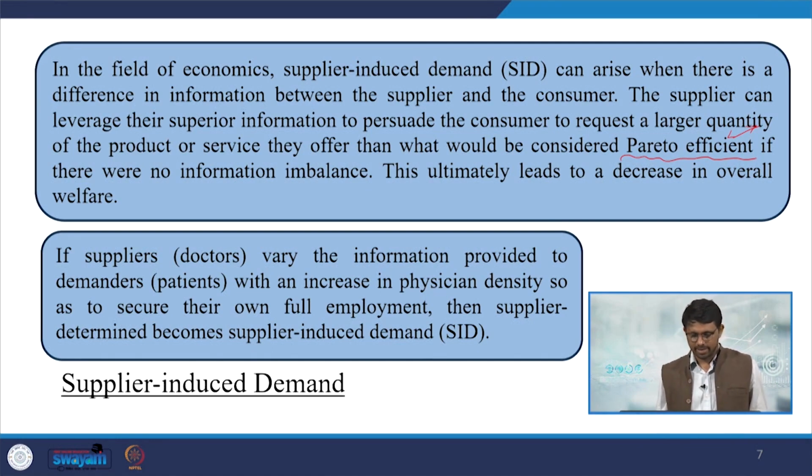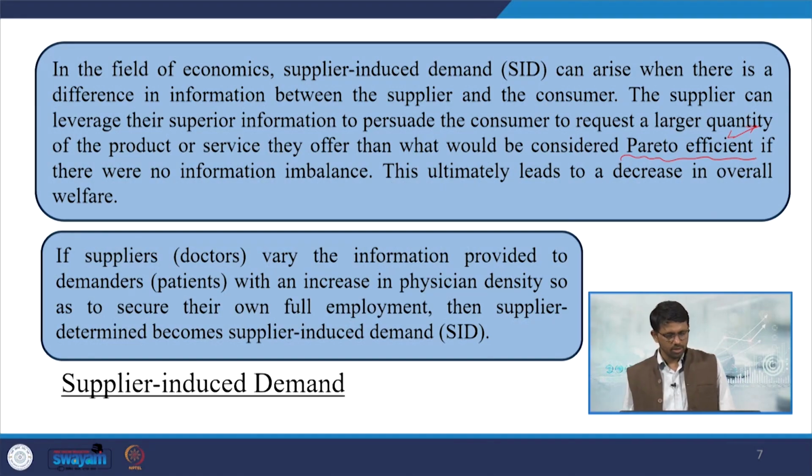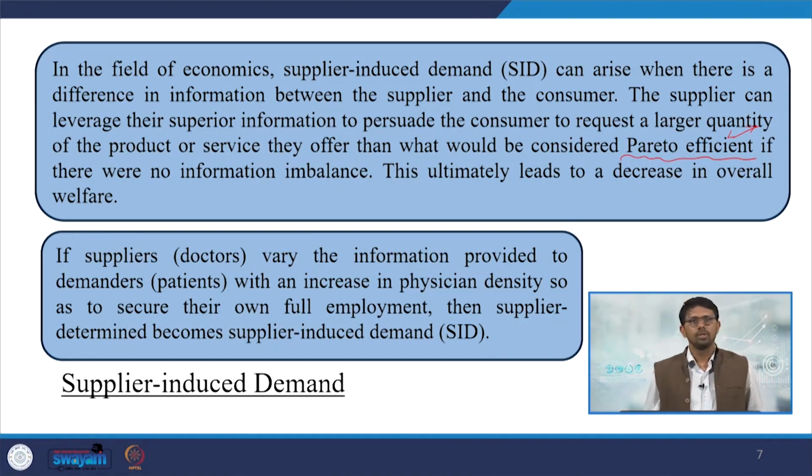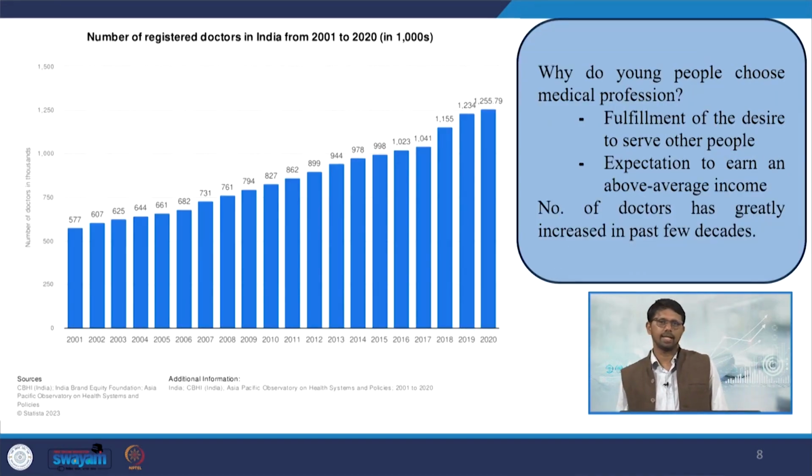If the supplier is actually determining the need, where the need is juxtaposed with the problems of information asymmetries. If suppliers or the doctors vary the information provided to demanders with an increase in physician density, so as to secure their own full employment, then supplier determined becomes supplier induced demand. That is why it is called SID or supplier induced demand. So, we are now explaining this concept in detail.